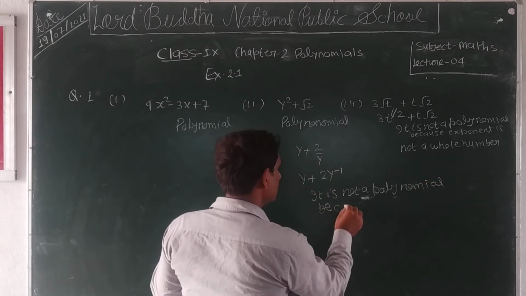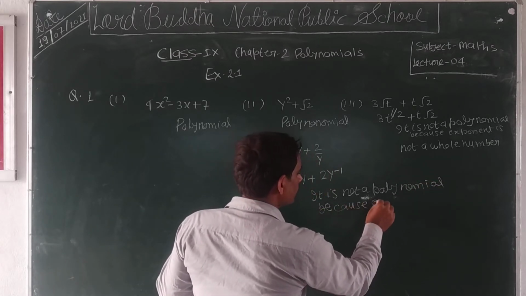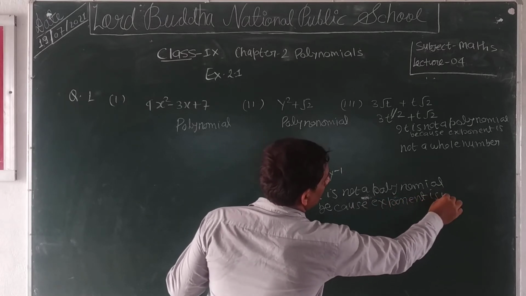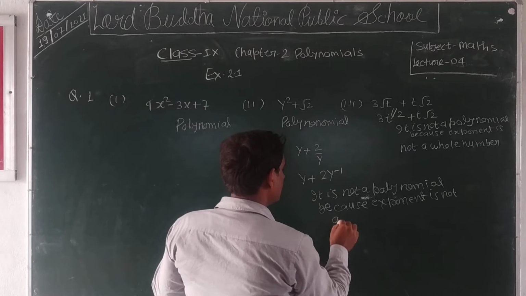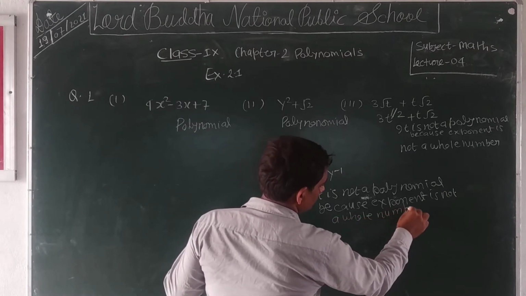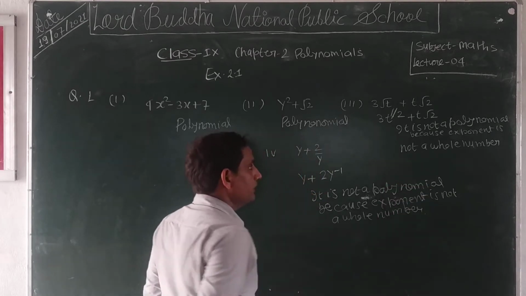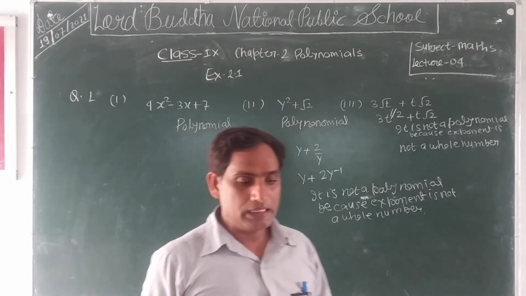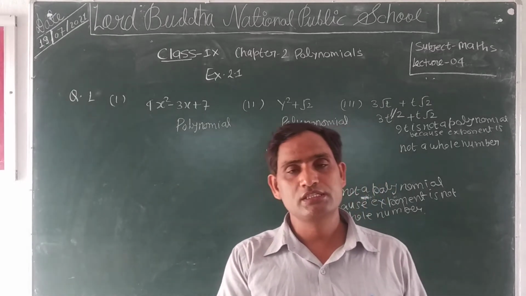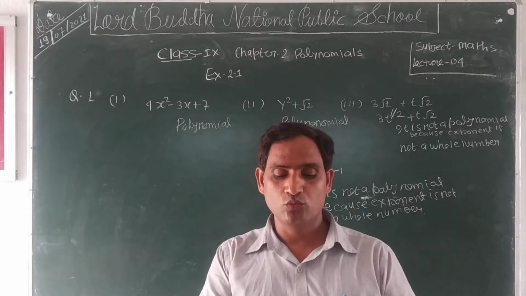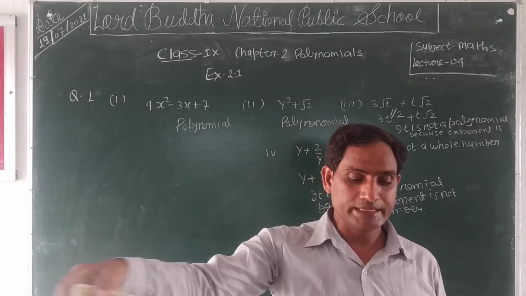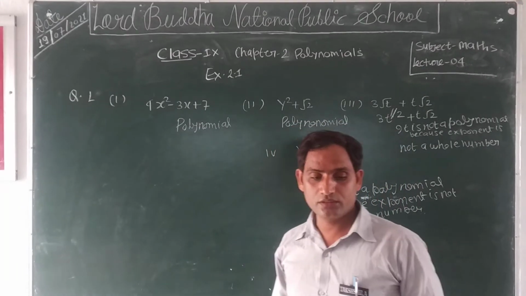It is not a polynomial because the exponent is not a whole number. Okay? In this way, all the 5 parts of the first question are completed. Clear? Now, we discuss the second question.